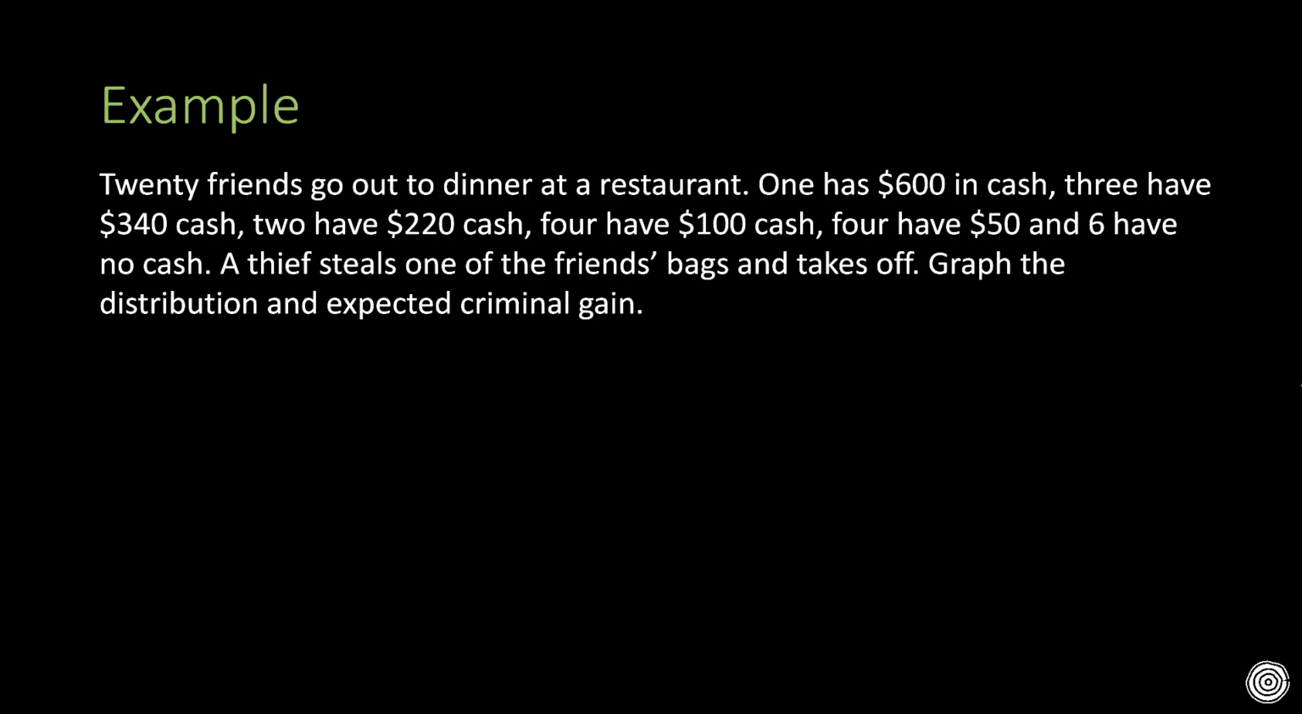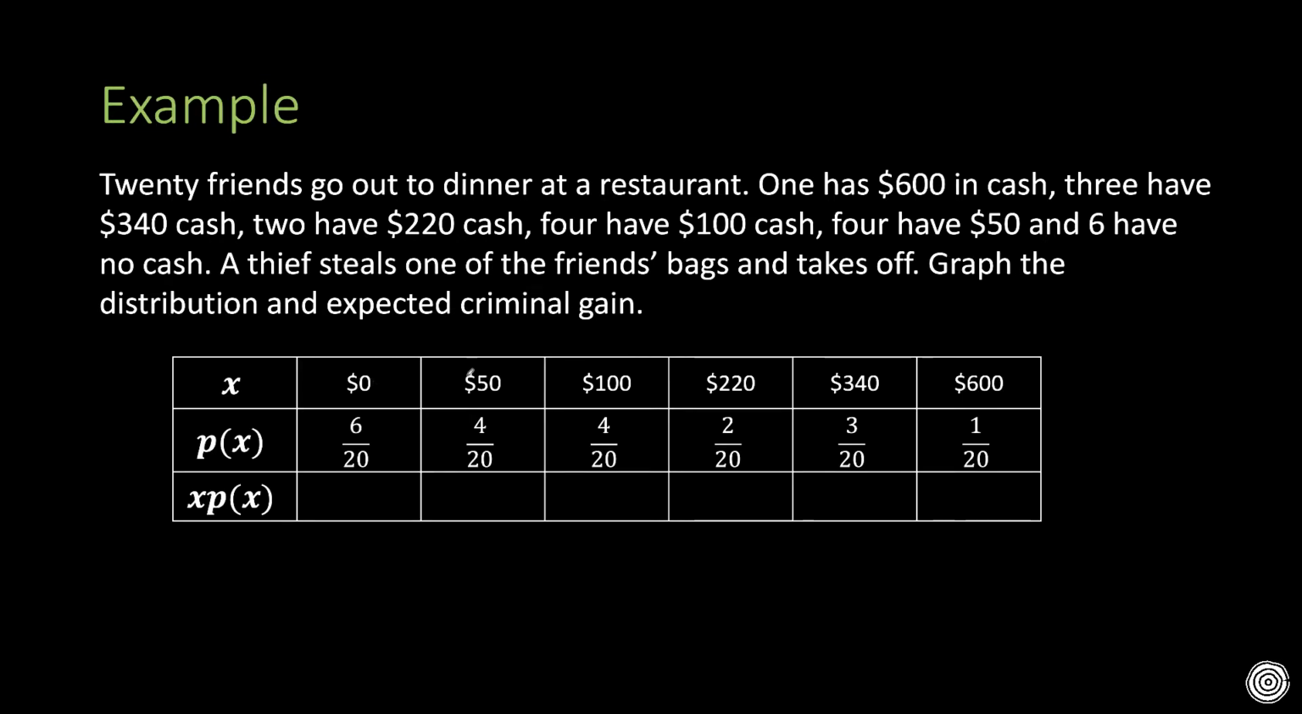So I'll start by putting all that information into a table where I'm going to set my values to be the amount of cash that each friend has and the respective probability. So I've ordered these values from smallest to largest. It does not matter the order whatsoever. The probability of one of the friends having no cash is 6 out of 20. The probability of a friend having $50 in their bag is 4 out of 20, and so on.